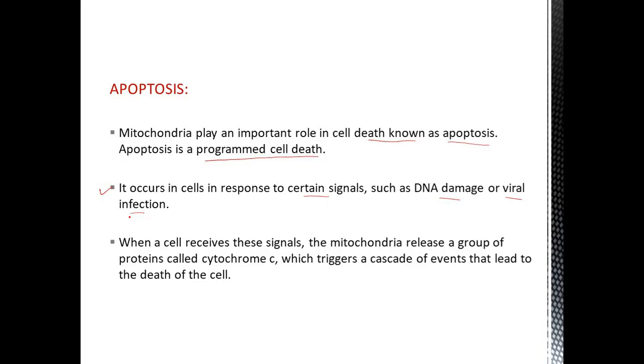When a cell receives these signals, the mitochondria release a group of proteins called cytochrome C, which triggers a cascade of events that lead to cell death. Cascade means a number of sequential events occur due to the release of the protein cytochrome C, and this cascade process signals for death of the cell.